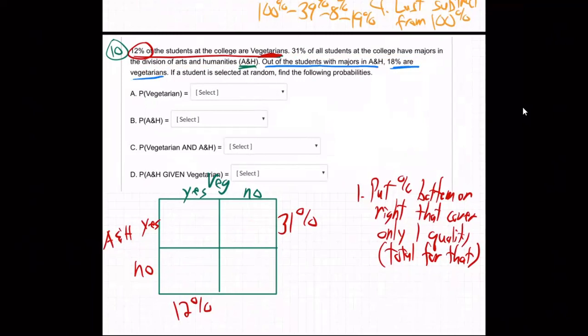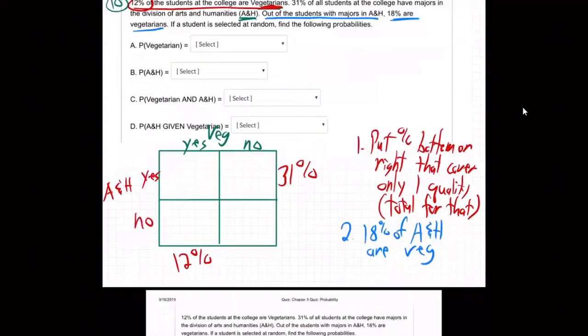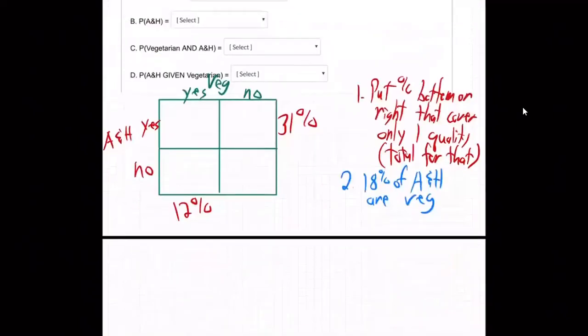Let me put that another way. That's a super tricky statement. What it's really saying is 18% of the A and H people are vegetarians, right? Isn't that another way to say what they're saying? Out of the students that are A and H, 18% are vegetarians. Simpler way to say it, right? So what does that mean? Well, remember, what is of always? Of is always times.